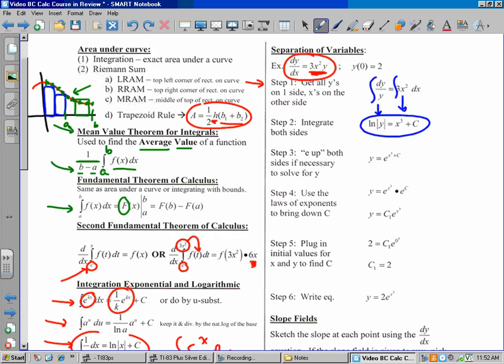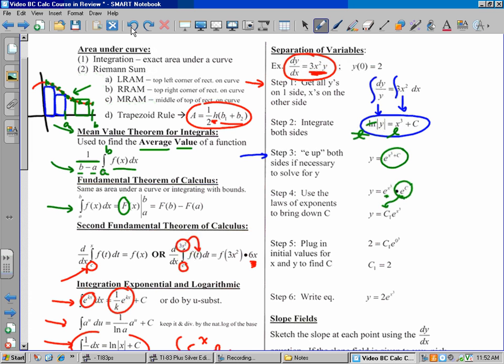So I solved for y first. It doesn't matter what order you do this in, but I solved for y first by e'ing both sides up. So e to the natural log of y, e's and natural logs cancel each other out. And I've got e raised to the x to the third plus c power. Whenever you have exponents that are added, you are multiplying with the same base. And then e to a power of c is just some constant, right? 2.7 raised to some constant is just a constant, so I wrote that as c sub 1. It's certainly different from this constant up here. It's a different number, so that's why I wrote c sub 1.